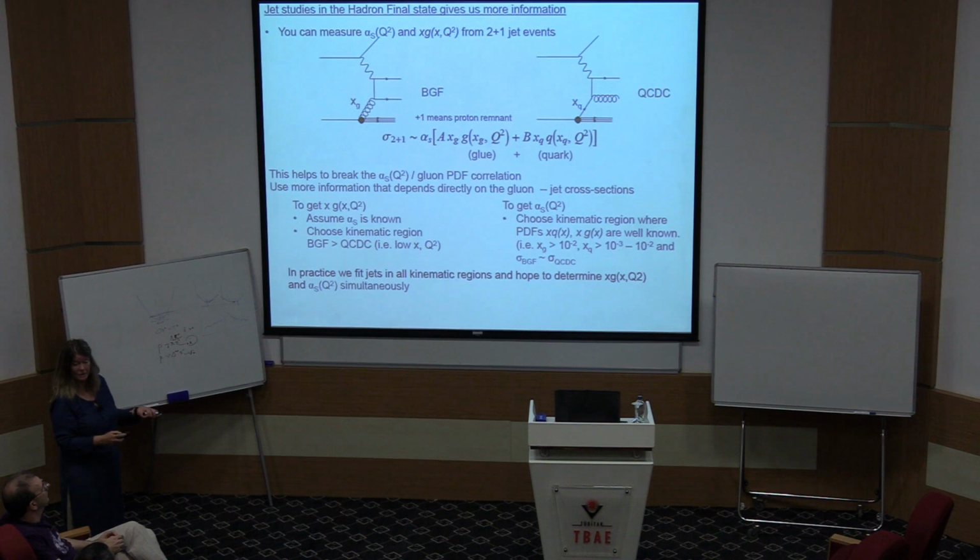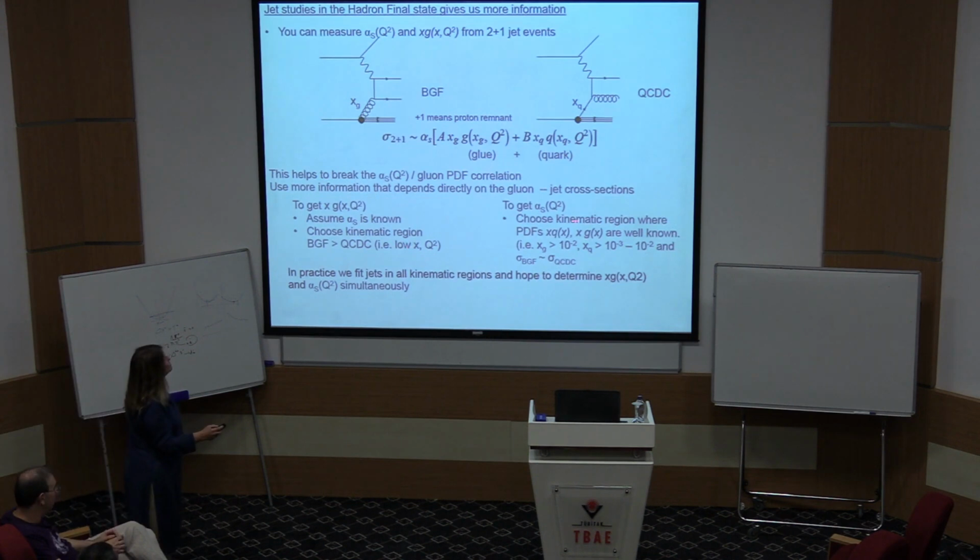Right? So if you're interested in the gluon only, you assume you know alpha S and choose a kinematic region where this process dominates, like at low X. Or if you're interested in alpha S, you choose a kinematic region where you think the PDFs are reasonably well known, right, at higher X.